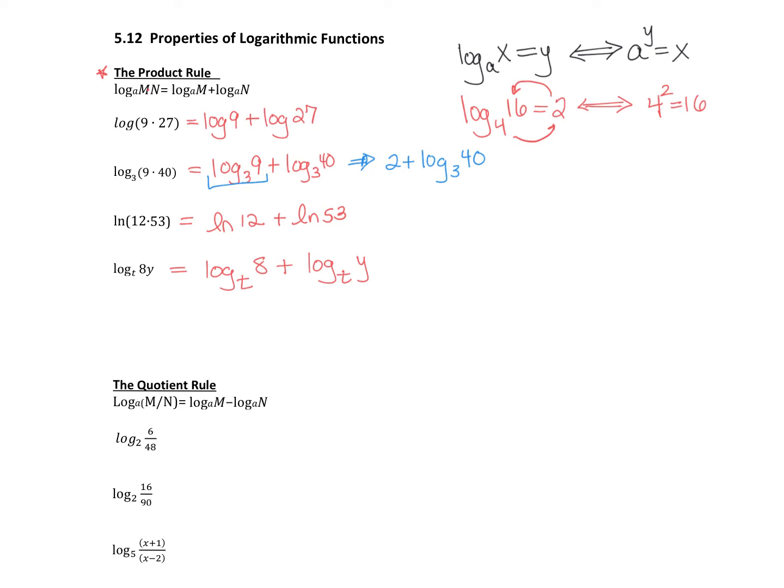The second rule is the quotient rule. The quotient rule states if you have the log of a quotient, you can separate it as the difference of the logs. Log base a of m divided by n is equal to the log base a of m minus the log base a of n. So in a similar way, we can simplify. In this particular case, we'd have log base 2 of 6 minus log base 2 of 48. If you want to, you can think of this fraction bar here as this negative.